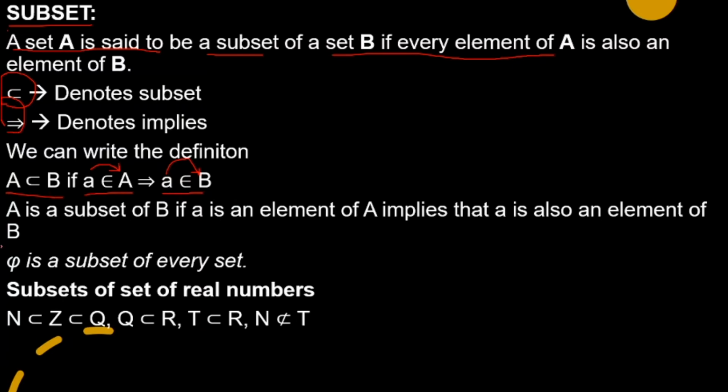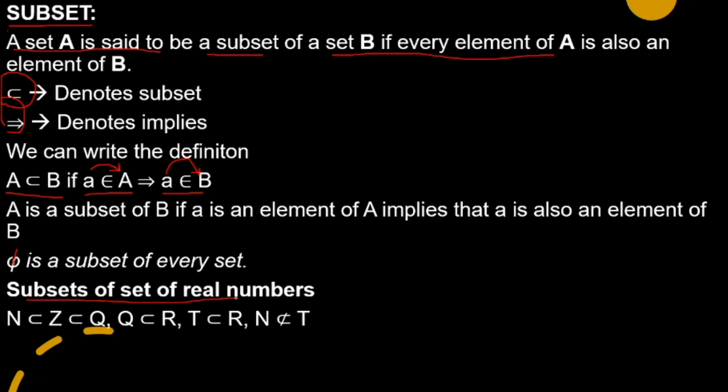Okay. The symbol which you use to denote phi is a subset of every set. That is, an empty set is a subset of every set. So do not forget that. See, one more point we had. An empty set is also a finite set. And here another point we have regarding empty set is a subset of every set.